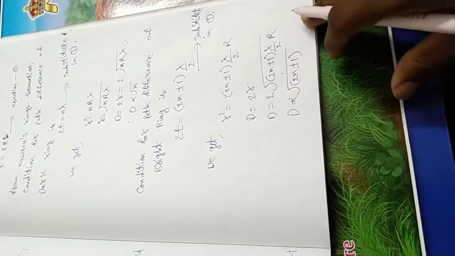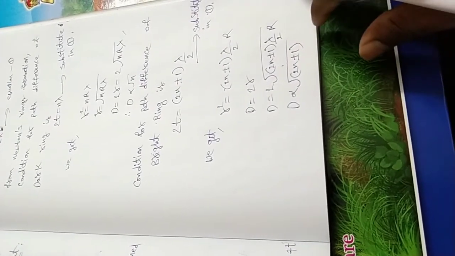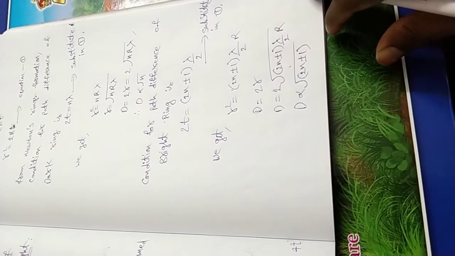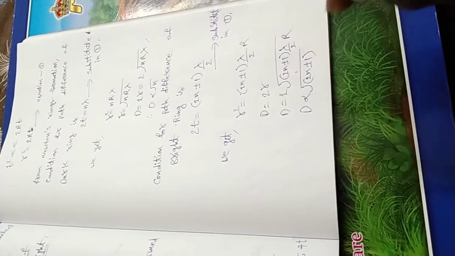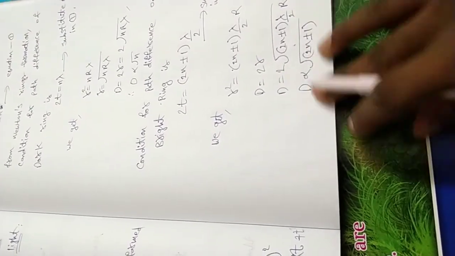As the order of the fringe increases, the width of the fringe decreases. In case of reflected light, the central ring is dark, since the condition t is equal to 0 is satisfied by a dark ring only.